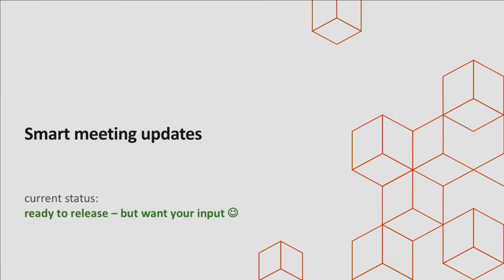So the first feature is called Smart Meeting Updates. Who wants to get fewer meeting invites in their inbox? Yeah, we send a lot of meeting messages.